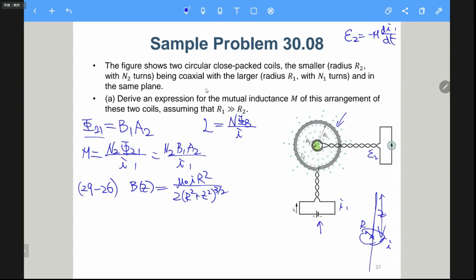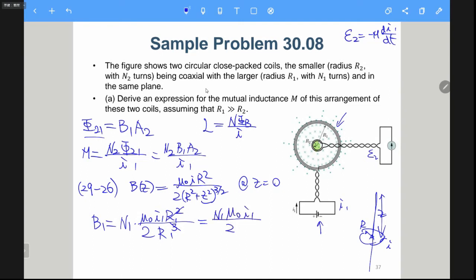Actually, these two loops are placed in the same plane, which means that we have Z to be 0. Which means that here B1 would be equal to N1 times mu 0 I1 R1 square over 2 times R1 cubed, since R1 squared to the 3/2 power is R1 cubed. So these will be cancelled, and it will be N1 mu naught I1 over 2R1, like this.